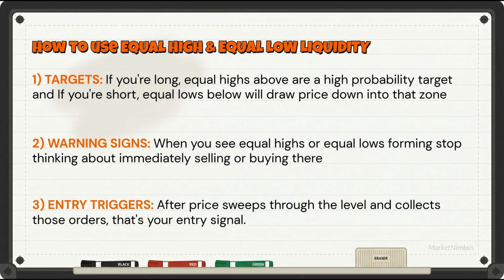3. As entry triggers. After price sweeps through the level and collects those orders, that's your entry signal. The stop losses have been triggered, the breakout traders have bought in, there's nothing left pulling price further in that direction. The reversal begins. You enter right as the real move starts.